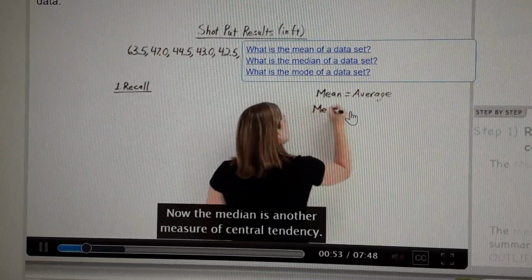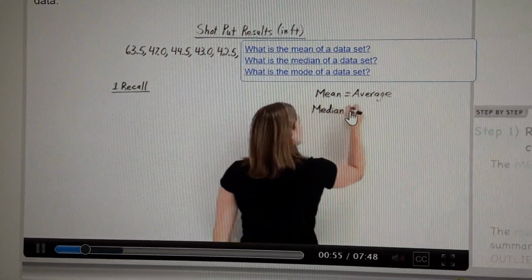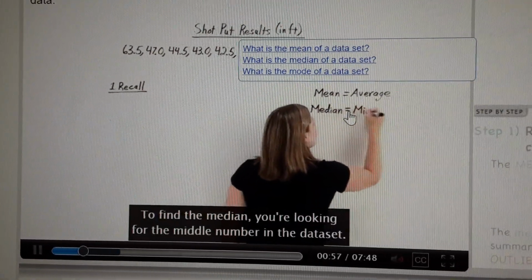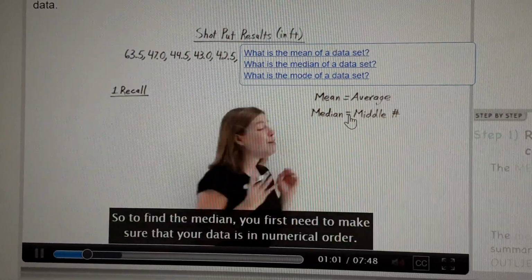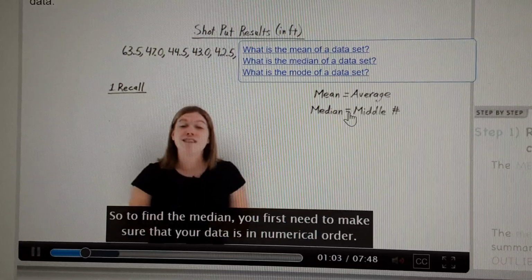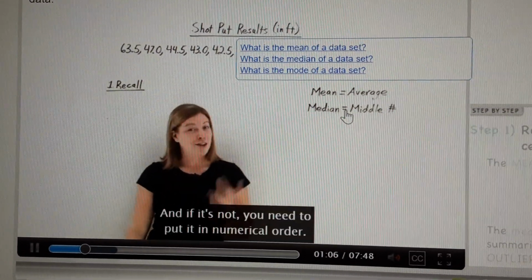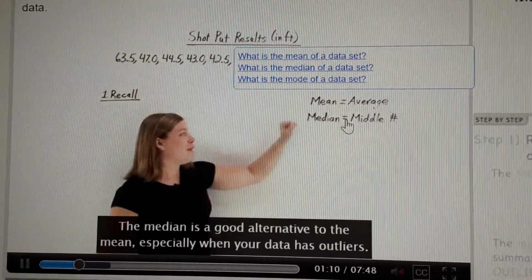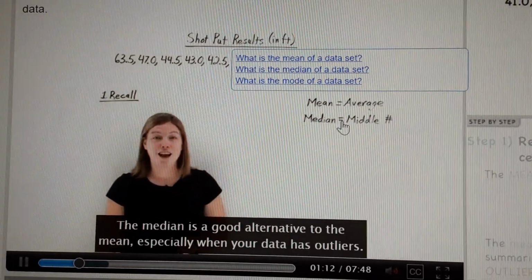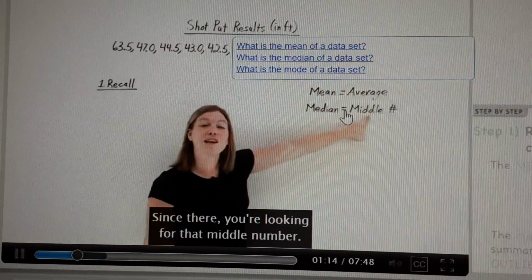Now the median is another measure of central tendency. To find the median, you're looking for the middle number in the data set. So to find the median, you first need to make sure that your data is in numerical order. And if it's not, you need to put it in numerical order. The median is a good alternative to the mean, especially when your data has outliers, since there you're looking for that middle number.